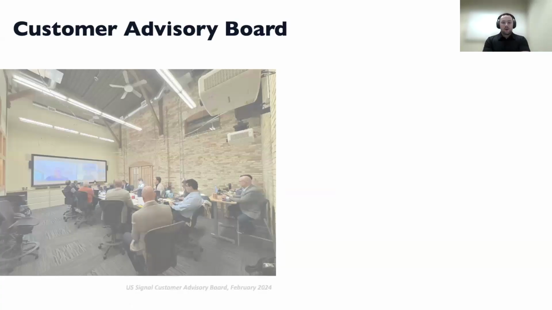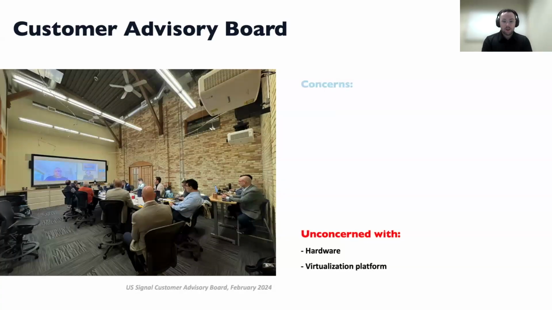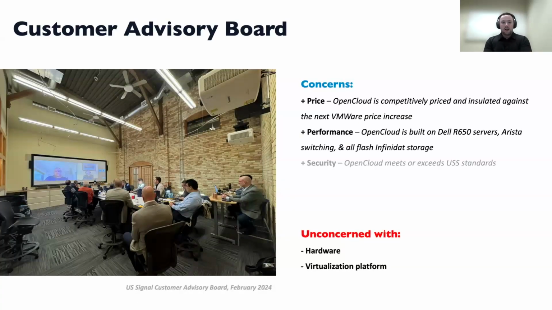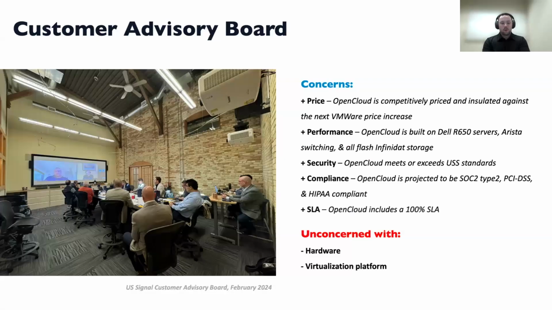So how do we know this? We know this because we ask our customers, not because we think it's the right thing. Back at the beginning of 2024, when there were rumors around what was happening with VMware, we pulled our customers together. This is our office in Grand Rapids, Michigan, which is where I'm at right now. And really, they told us, look, we don't really care about the underlying hardware. We don't really care about the underlying virtualization platform. What we do care about is price. We care about performance, security, compliance, and SLA.